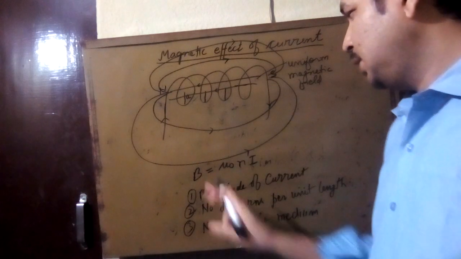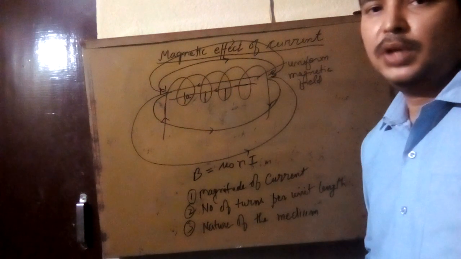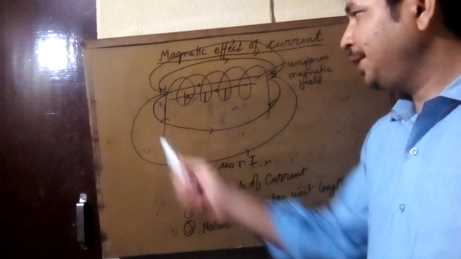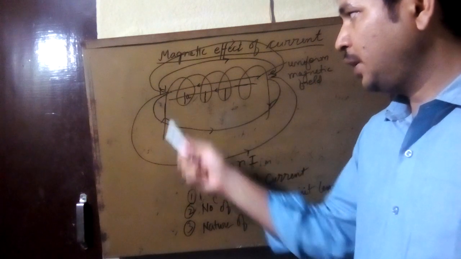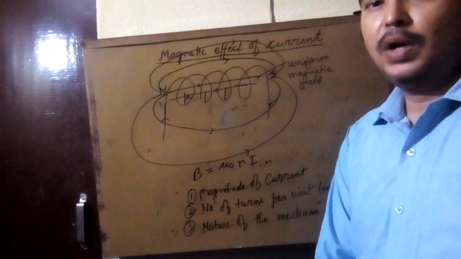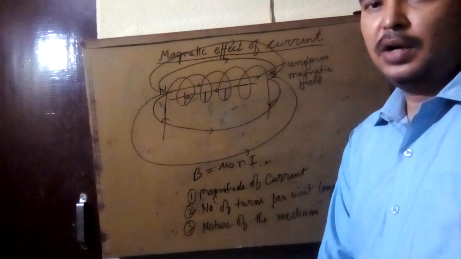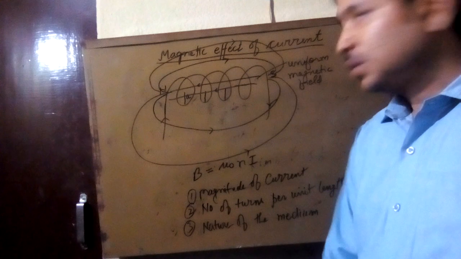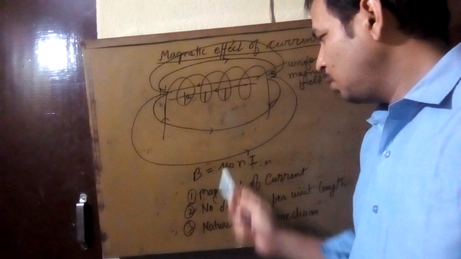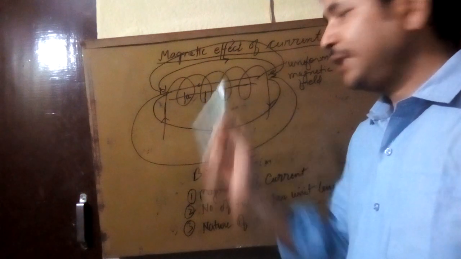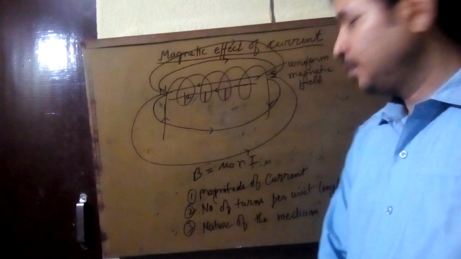You can see, students, that magnetic field is directly proportional to the current. If you increase the current, suppose you connect this solenoid with a 12 volt battery in spite of 6 volt, so more current will pass. This will produce more magnetic field inside the solenoid.